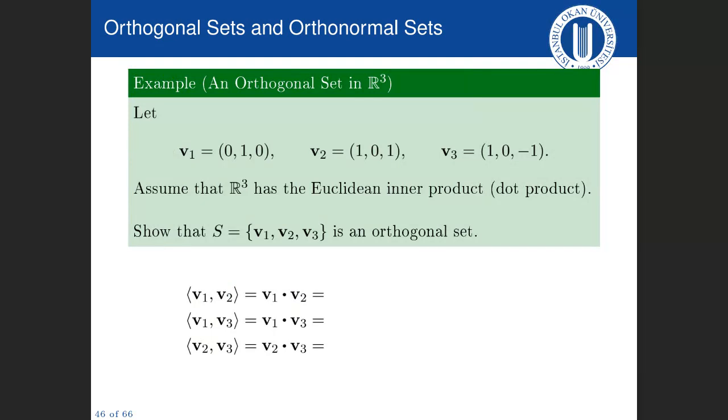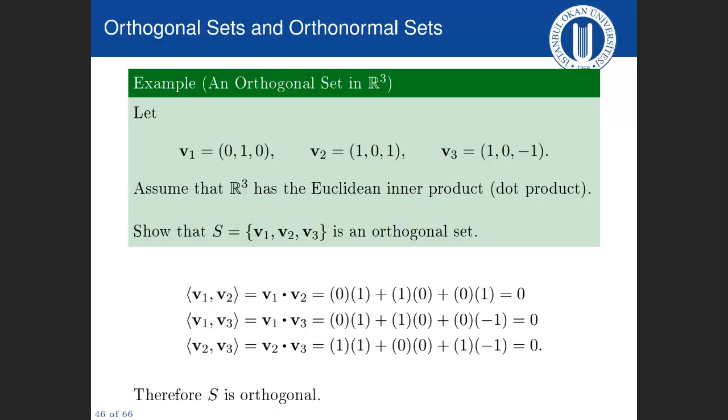For example, I'm saying that this is an orthogonal set in R3 using the Euclidean inner product, or the dot product. How can we prove this? By calculating the dot product of any two pairs. We need to do the dot product of v1 and v2, of v1 and v3, and of v2 and v3. If we calculate all of these, we always get 0. Every pair of different vectors is orthogonal, so therefore we have an orthogonal set.